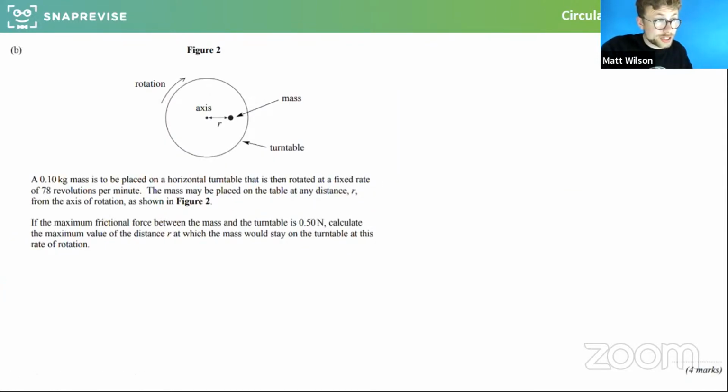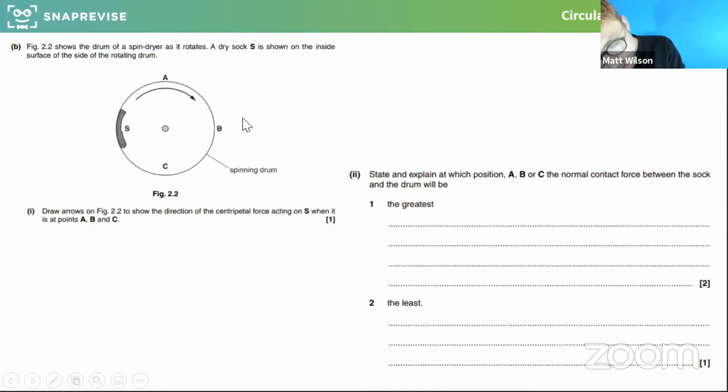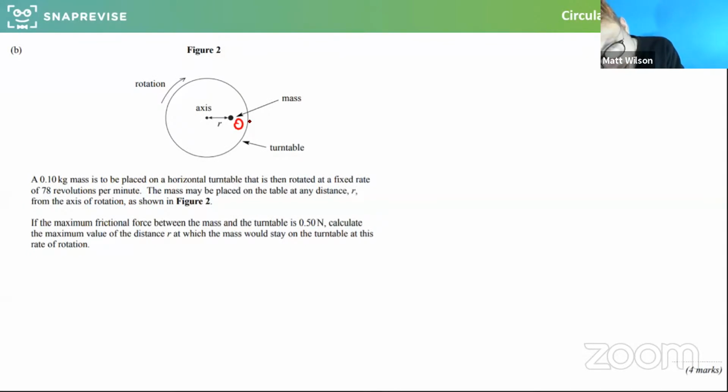We'll do a maths one and then finish with another conceptual one. Okay, so this is quite a good question, this one. And there's a lot of information here. A 1 kilogram mass, they haven't put that in the diagram. Whenever they don't put information in a diagram, I find it helps me to read the question if I put the information in as I read it. So we have a 0.1 kilogram mass here, placed on a horizontal turntable that's then rotated at a fixed rate. So it's going round, and we have 78 revolutions per minute.